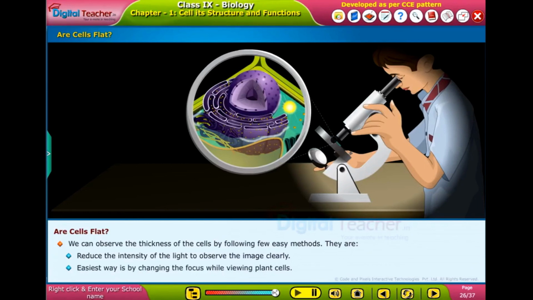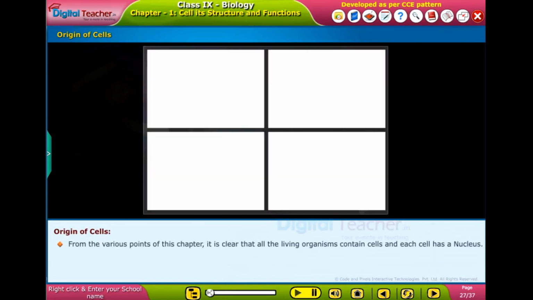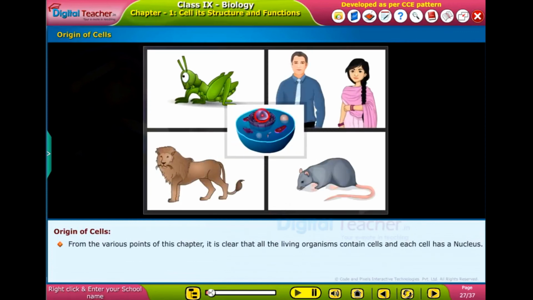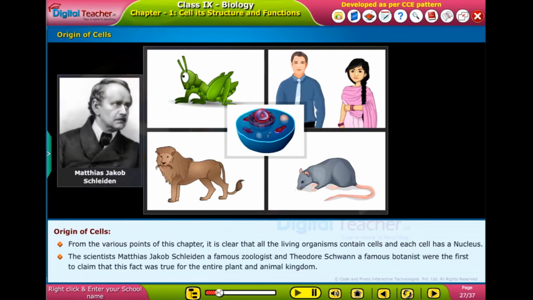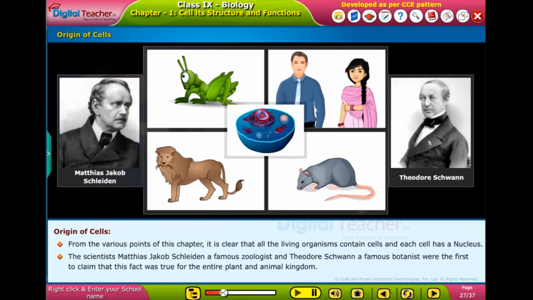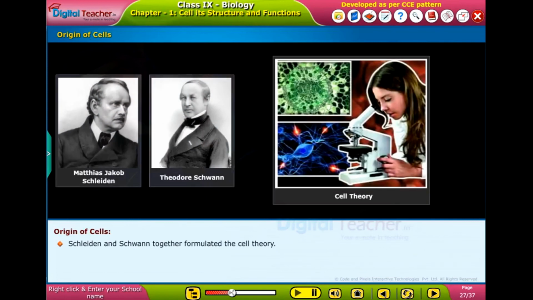Now, let us learn about the origin of cells. From the various points of this chapter, it is clear that all the living organisms contain cells and each cell has a nucleus. The scientists Matthias Jakob Schleiden, a famous zoologist, and Theodore Schwann, a famous botanist, were the first to claim that this fact was true for the entire plant and animal kingdom. Schleiden and Schwann together formulated the cell theory.